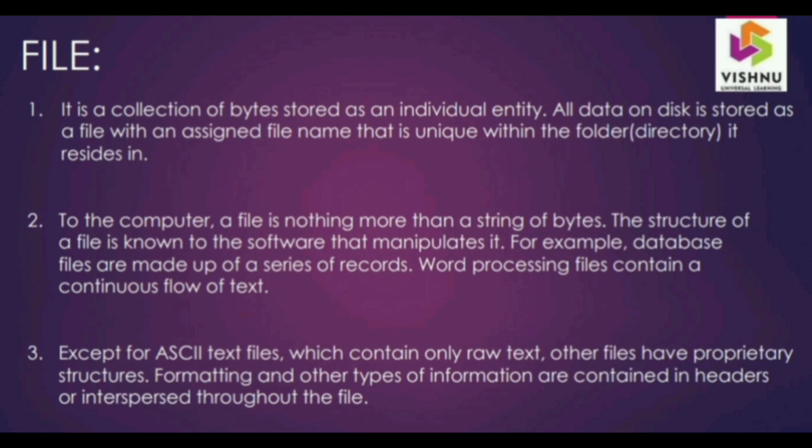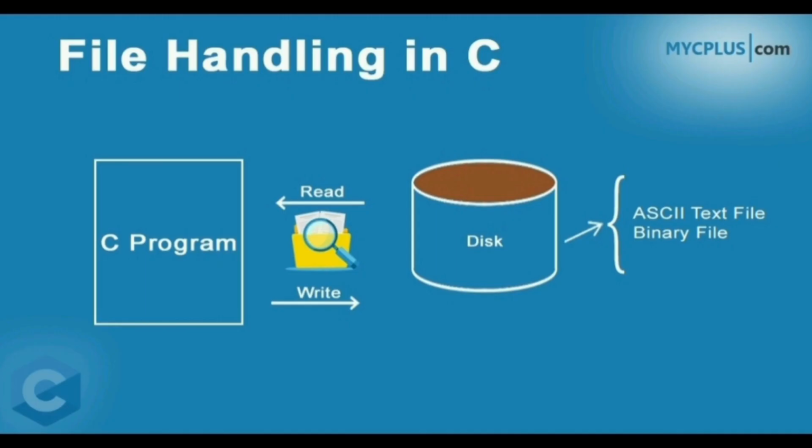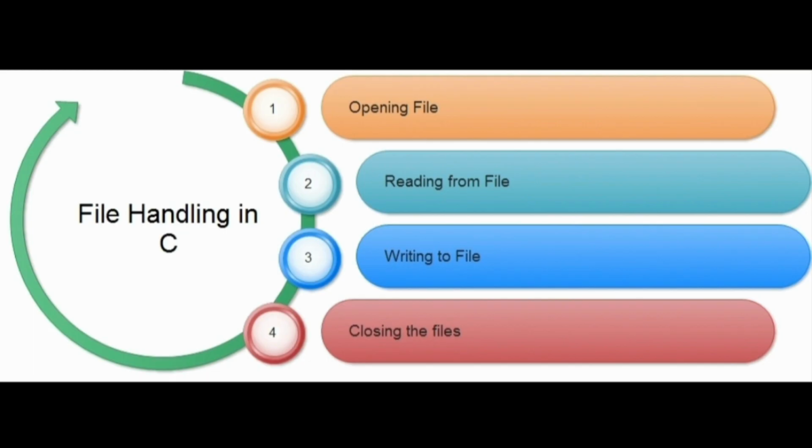Now, the file handling in C. The file handling in C has 4 steps. First, we have to open the file and keep it in the reading mode. After keeping it in reading mode, we have to keep it in the writing mode. After that, we should close the file.